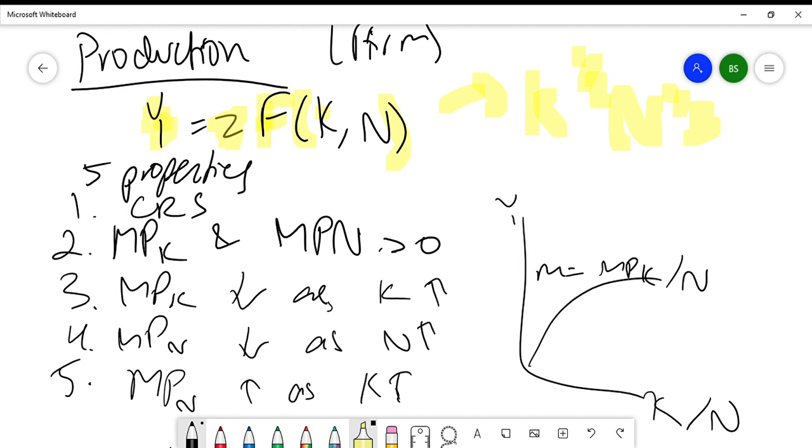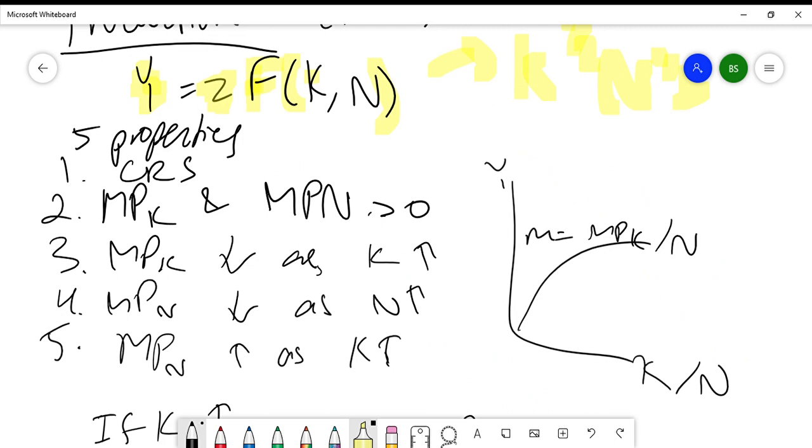So there are 5 properties of a production function. Whenever you're given a production function, sometimes questions could be like prove this is a production function or something like that. You just have to show that these 5 properties exist.